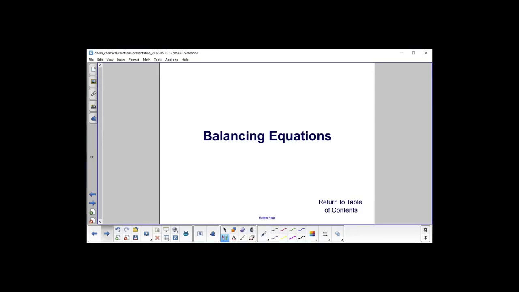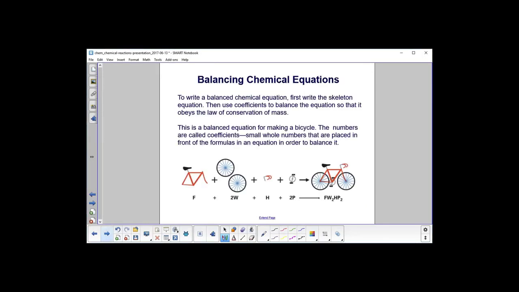Balancing equations. To write a balanced chemical equation, first write the skeleton equation. Then we will use coefficients in front of each element or molecule or compound to balance the equation so that it obeys the law of the conservation of mass.